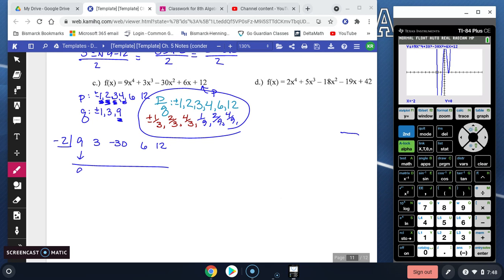Okay, so 9 comes down. I'm going to multiply, add, multiply, add, multiply, add, and there you go. We get 0 as a remainder.